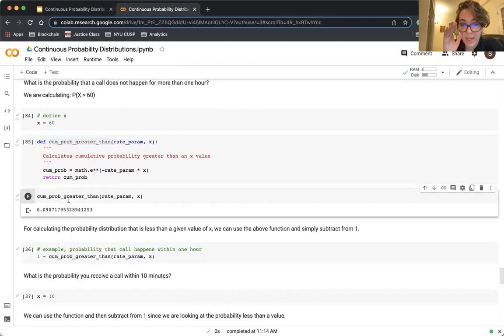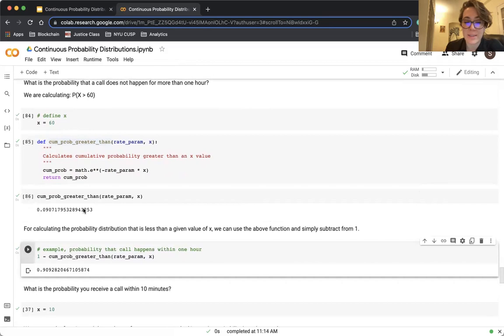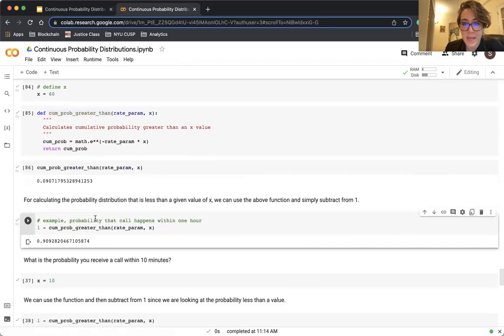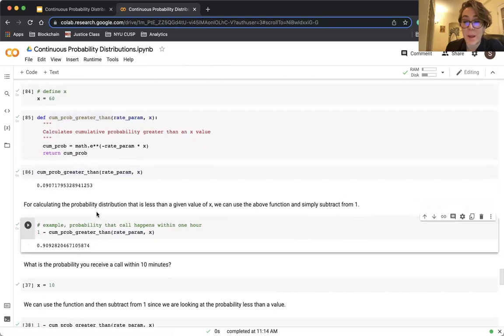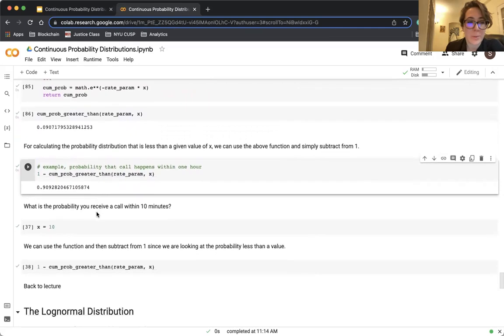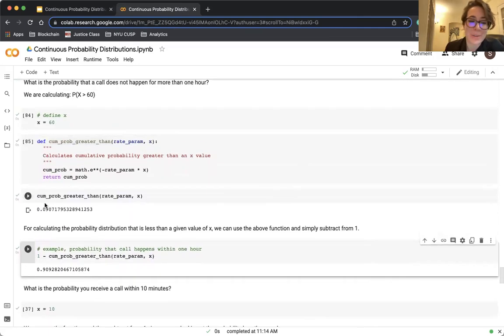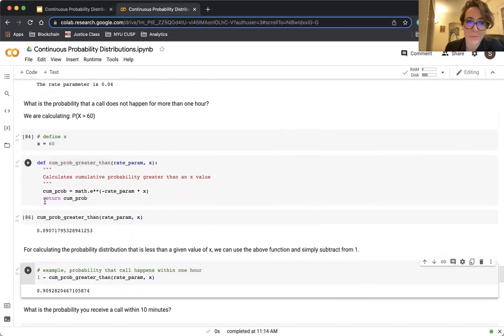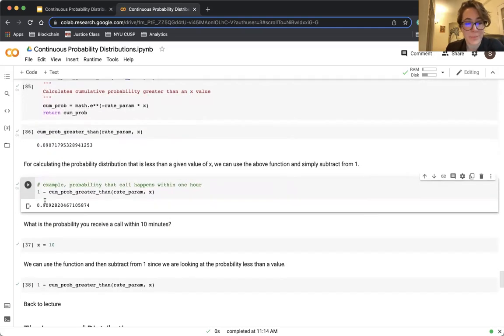But if we're trying to find the probability of something below a value of X, we would subtract that from 1. So on the other side of this answer, for the probability of a call coming before 1 hour, we could just subtract the same value from 1 and say that it's about 90% probable that you would expect to see a call within an hour, where it's very unlikely to not have a call for an hour, or not more than 1 hour.